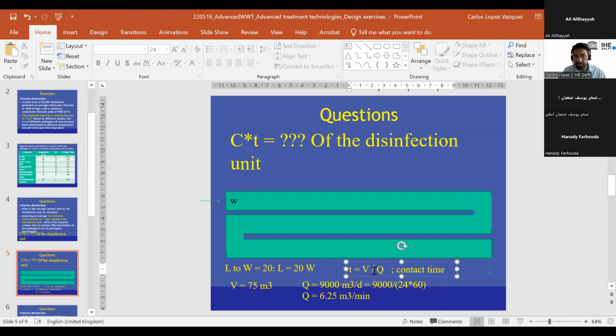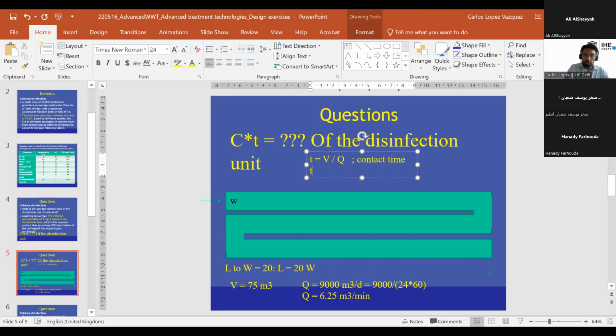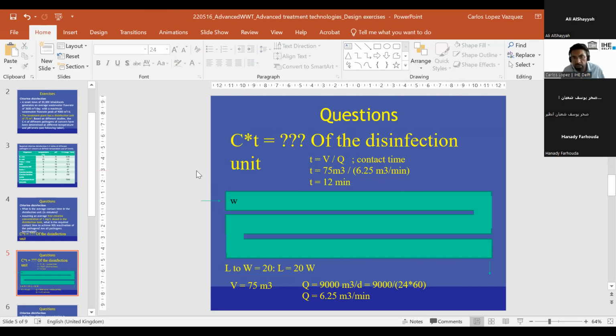That means that if I replace those values here, the contact time for this worst case scenario, contact time t, I have to use lowercase t because otherwise capital T is temperature, will be the 75 cubic meters divided by the 6.25 cubic meters per minute. And this tells me that the contact time is 12 minutes. Okay. For these conditions, the contact time is 12 minutes.